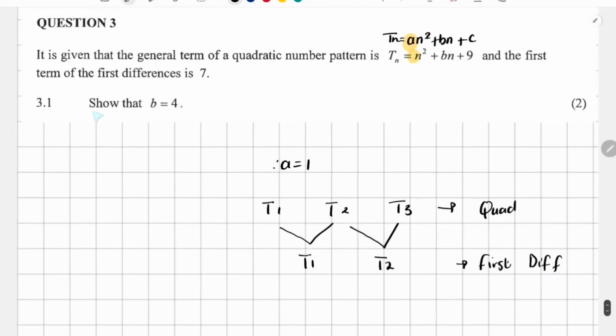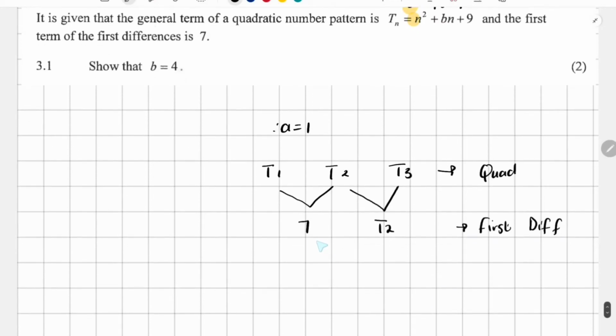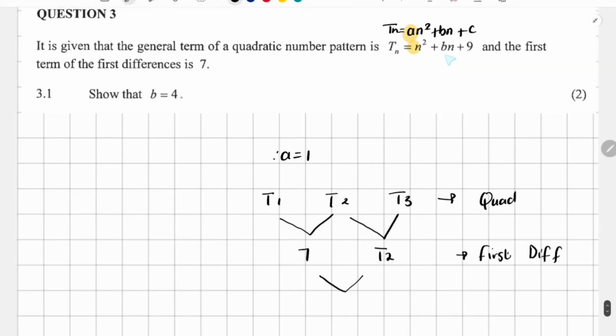So looking carefully at what they just said, they gave us the formula, but it's incomplete because B is not there, and the first term of the first differences. So we have the first term of the first differences, which is this over here. We know that this is 7. Okay, and then of course we don't really know what the constant difference is. Okay, so let's see how we can use this to find out the value of B.